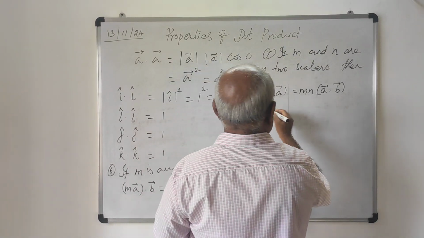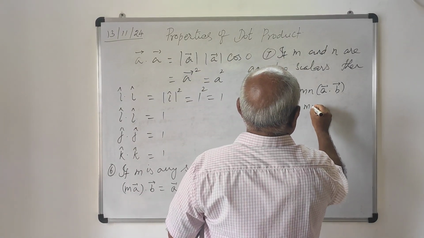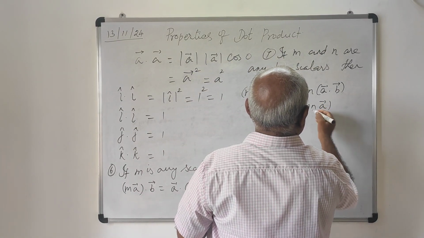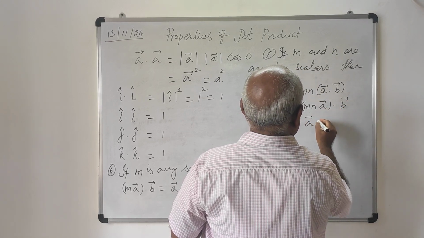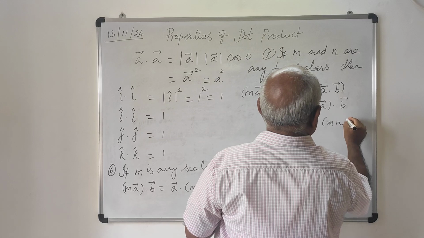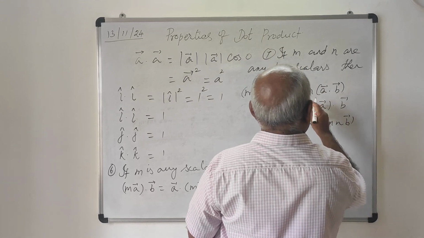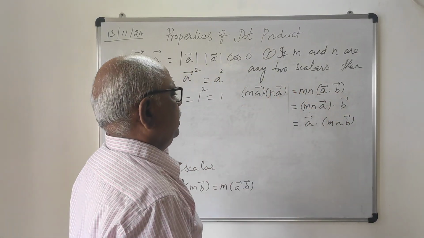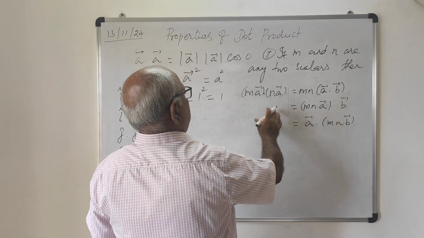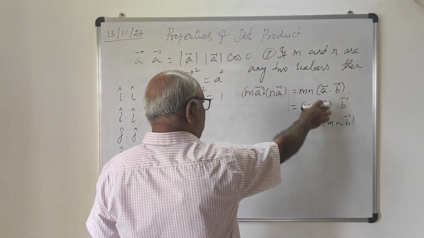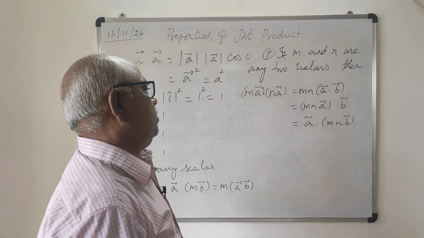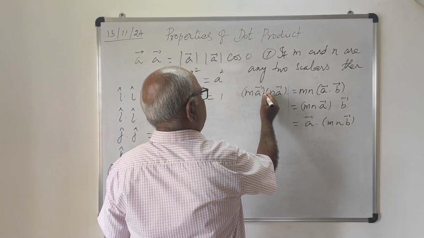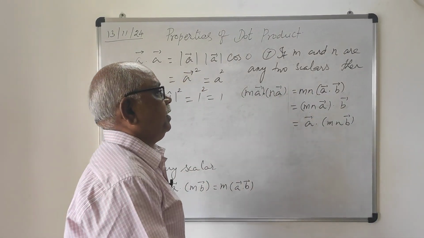It's also equal to mn into A dot b or A dot mn into b. So that product mn can be associated like this. These are the cases, all the values are equal if m and n are both scalars, and A dot b can be expressed like this. These values are all equal. This is our property 7.